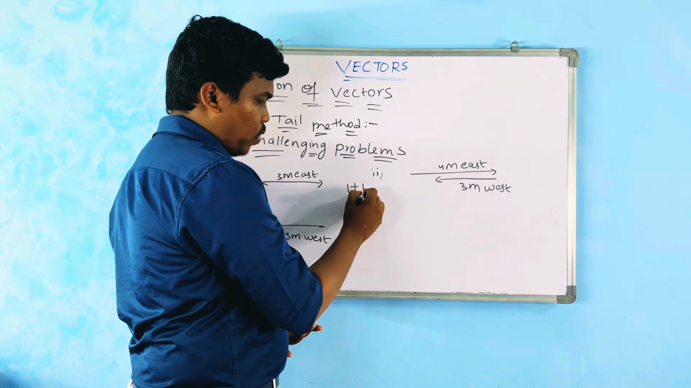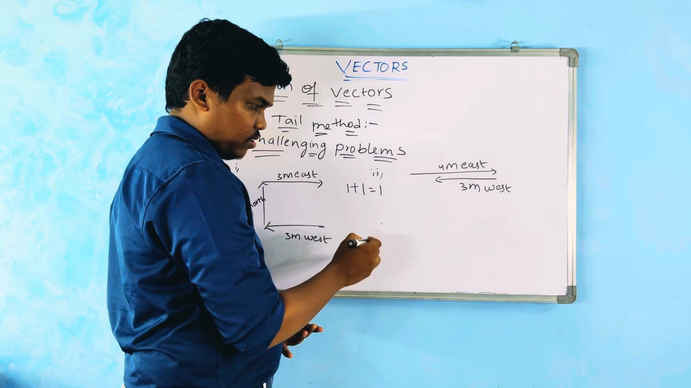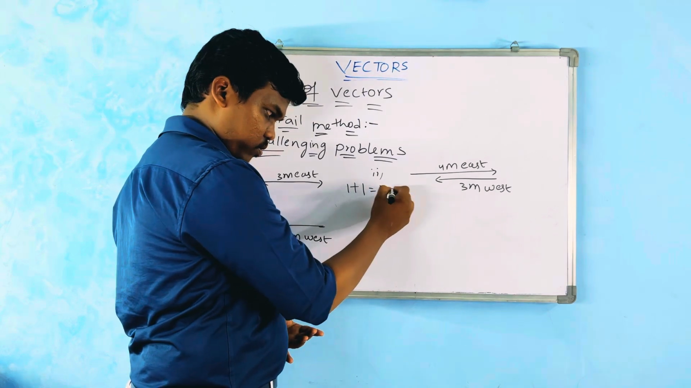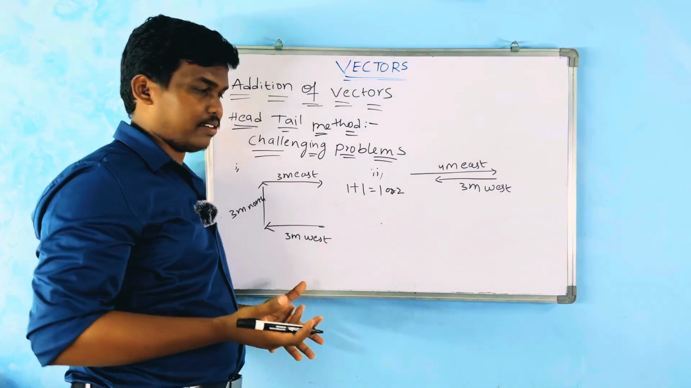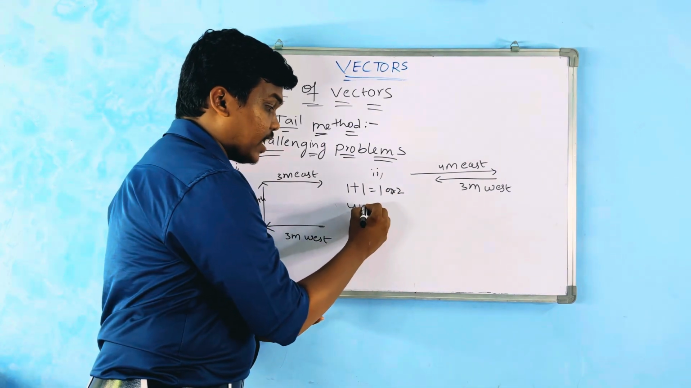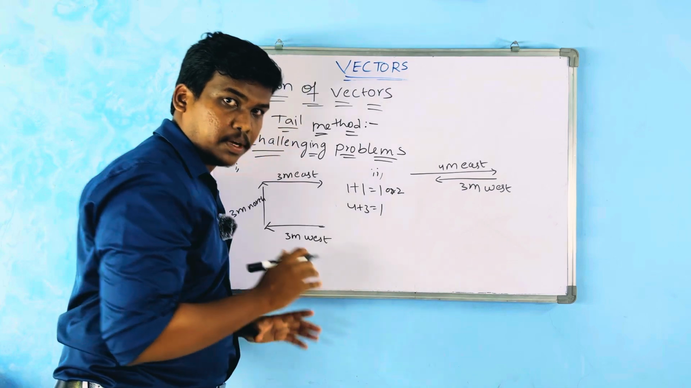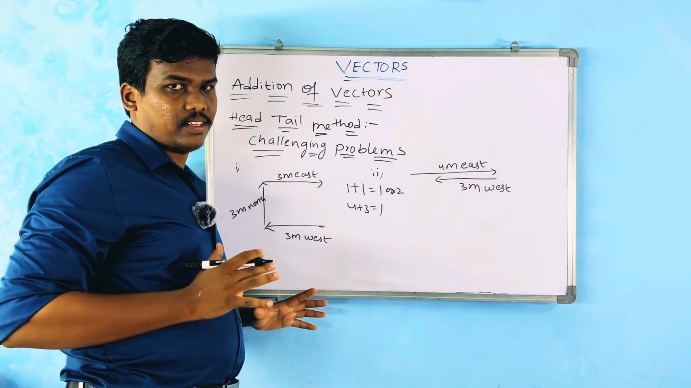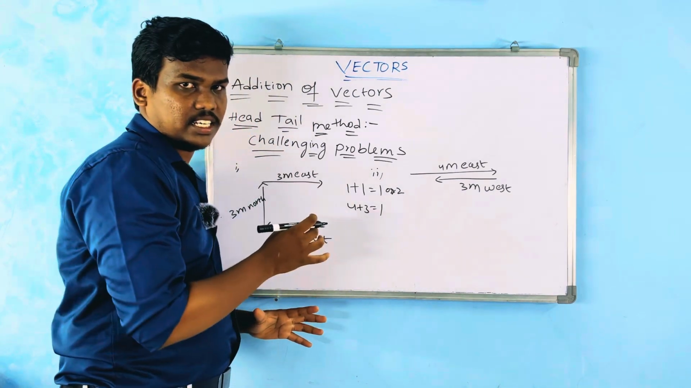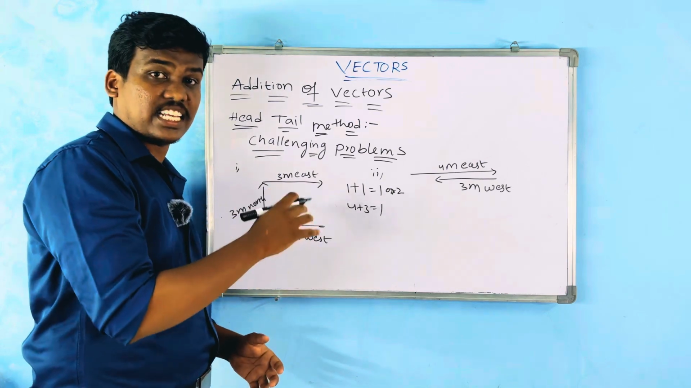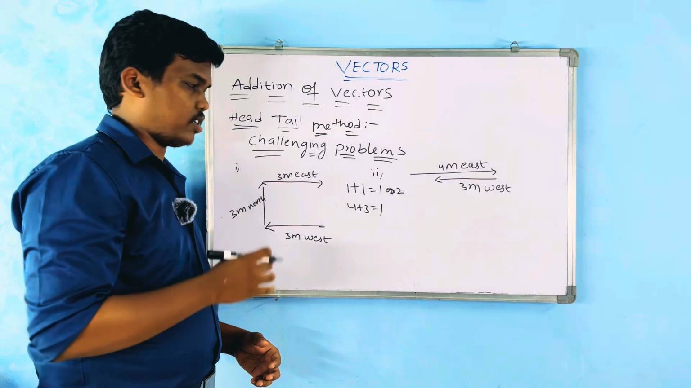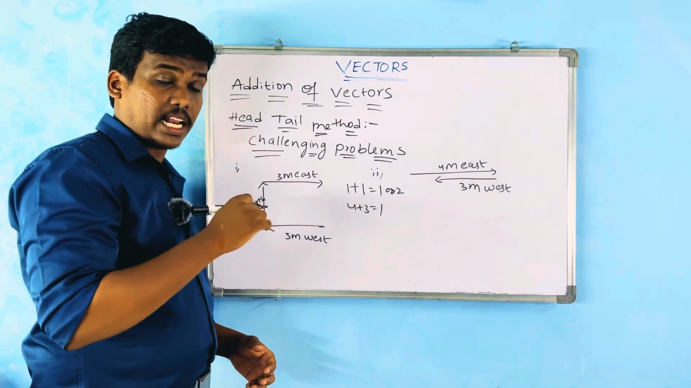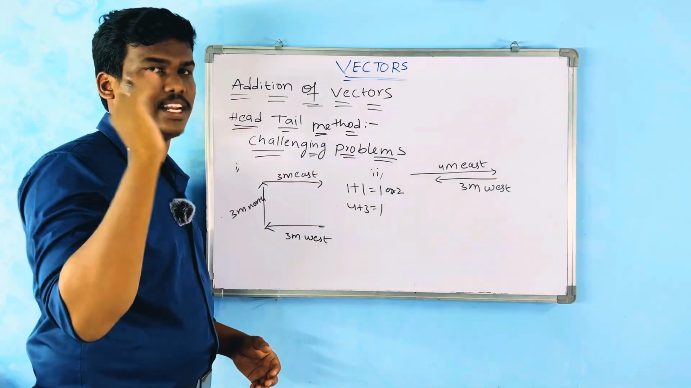1 plus 1, it can be 1, or it can be 2, or it can be any other answer. 4 plus 3 can be 1 because of the direction. This change is occurring because of the direction of the vectors. A vector has both magnitude as well as direction.